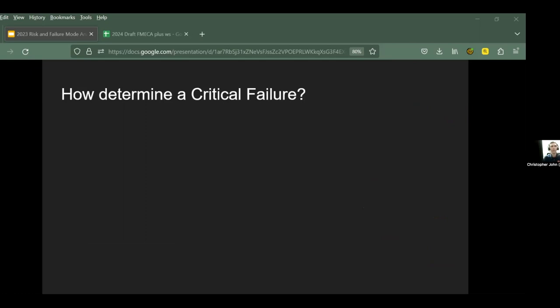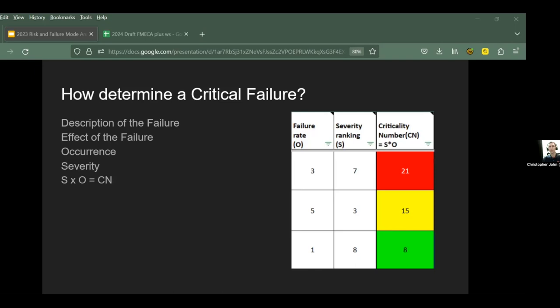Okay, so how do we determine what is a critical failure and what is not a critical failure? Well, we use spreadsheets. When we have written down the description of the failure and the effect of the failure on the robot's performance, we can then determine the failure rate or the occurrence on a scale of 1 to 5. Next, we determine the severity ranking on a scale of 1 to 10. The spreadsheet multiplies the severity by the occurrence and gives us a criticality number. If the criticality number is greater than 18, then we need to take corrective action and redesign to reduce either the severity or the failure rate, the occurrence.